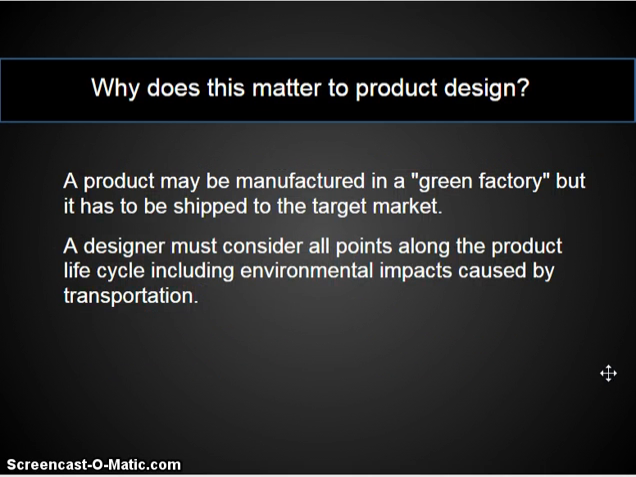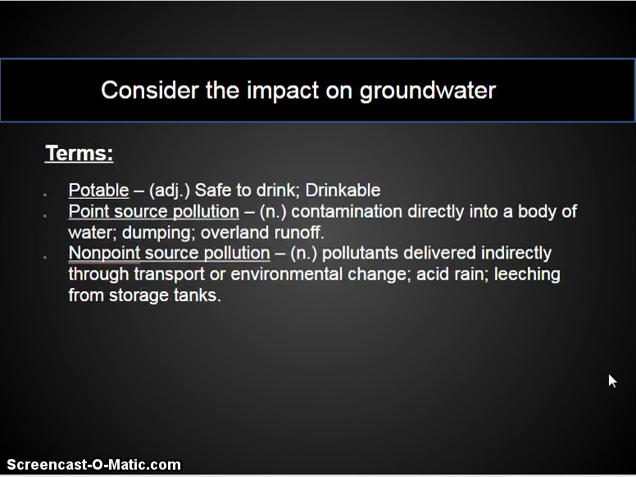Now, why does this matter? Well, because if you think about it, something can be manufactured in a green factory, but if that green factory is 1,000 miles away from the market, well, you still got to pay the cost, and you still got to waste the energy shipping the product from your green factory to the market. So you really got to consider all points. The transportation is a big aspect of this. So you got to locally source things, save money on transportation, and save energy on transportation as well.